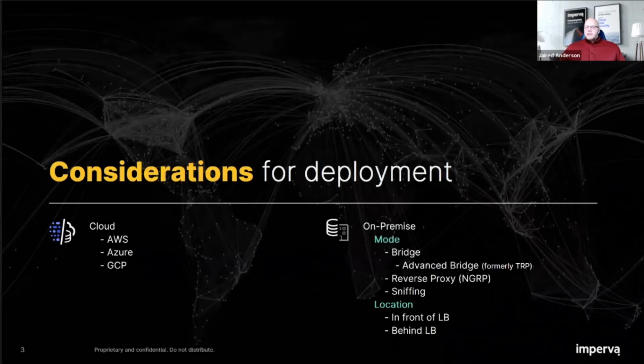All right, so I'm going to touch briefly on cloud, because the SecureSphere WAF Gateway, formerly known as SecureSphere, now renamed to just WAF Gateway, can be deployed in the cloud as well, in AWS, Azure, and GCP.